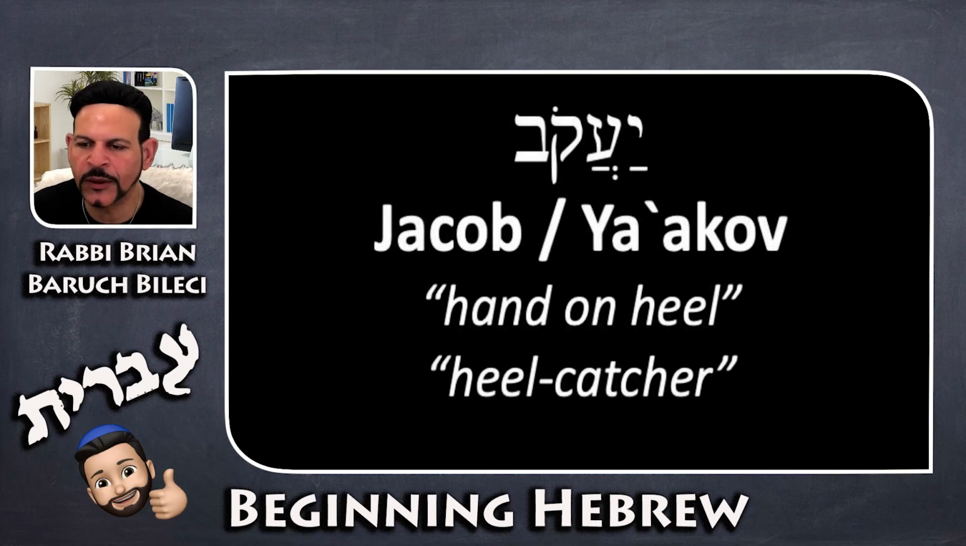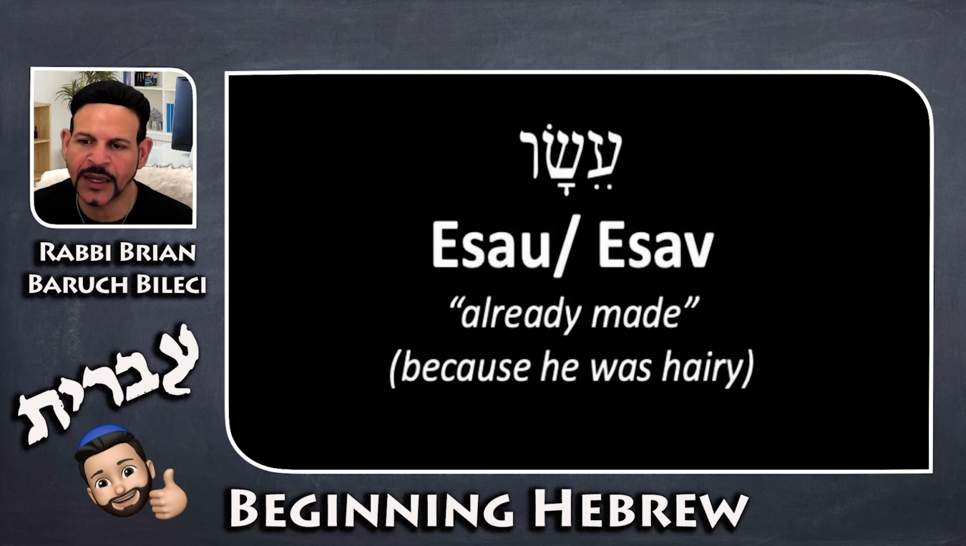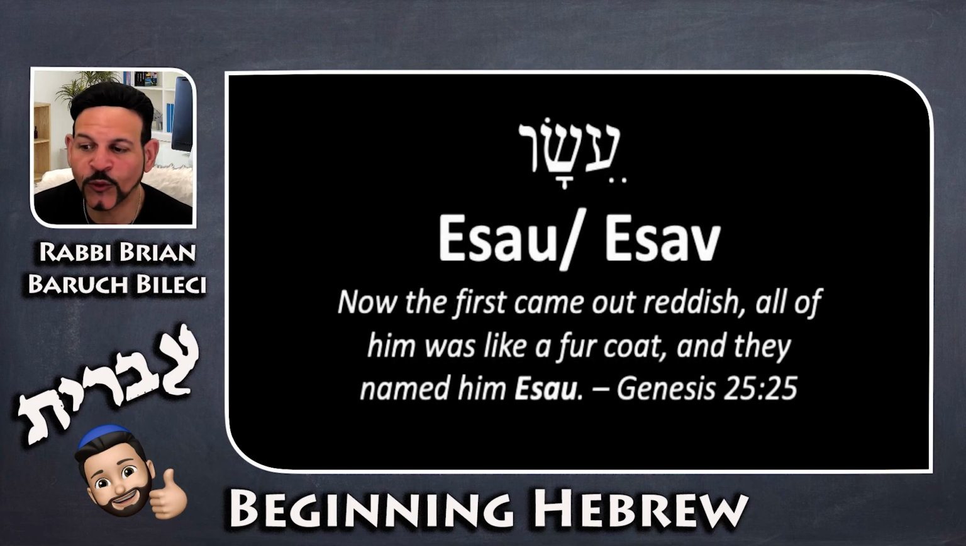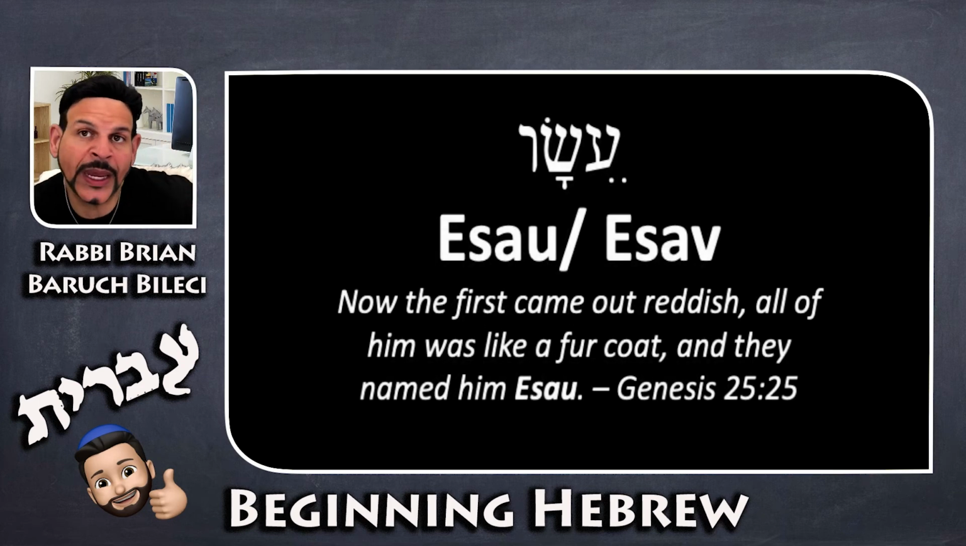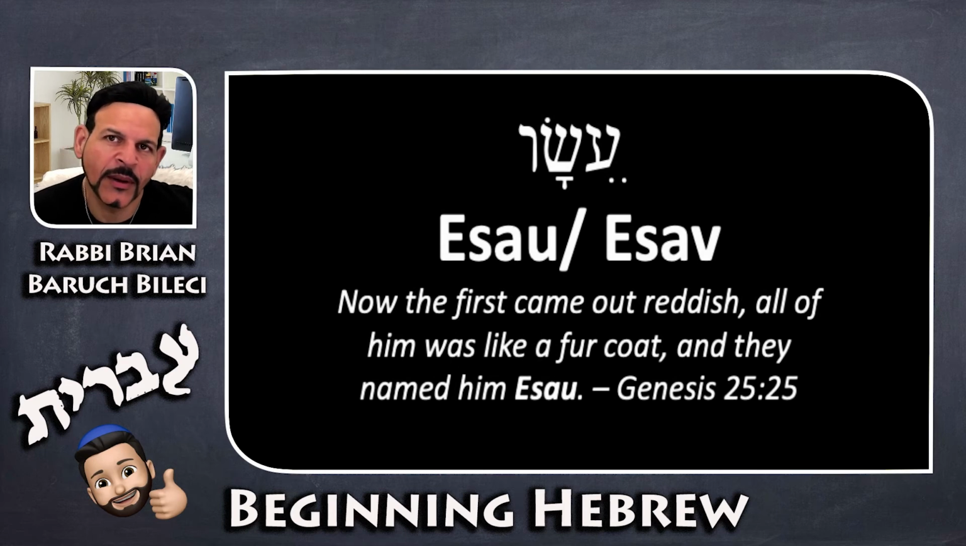All right, so let's talk about Rivka, and she has 2 children in her womb. She has Jacob, the heel catcher, who has his hand on Esau, or his name in Hebrew, Esav. Esav means already made, because he was hairy. Genesis 25:25 says, "Now the first came out reddish. All of him was like a fur coat, and they named him Esau, which means already made." He also gets the nickname for being reddish as Edom, from Adom, red, like Adam and Adamah, man made from red clay of the ground, or the dust of the ground.